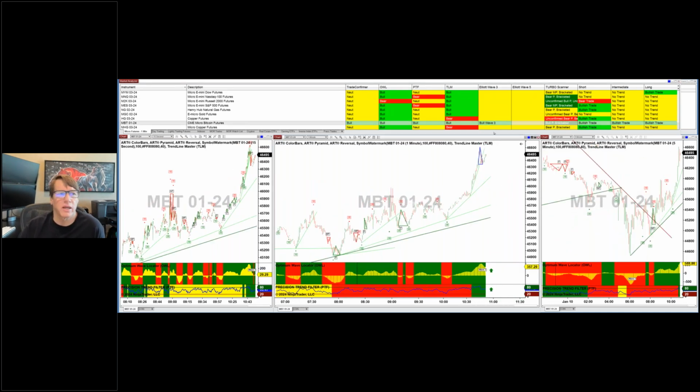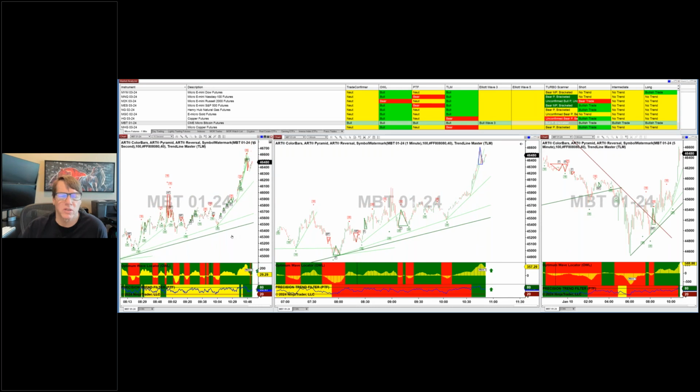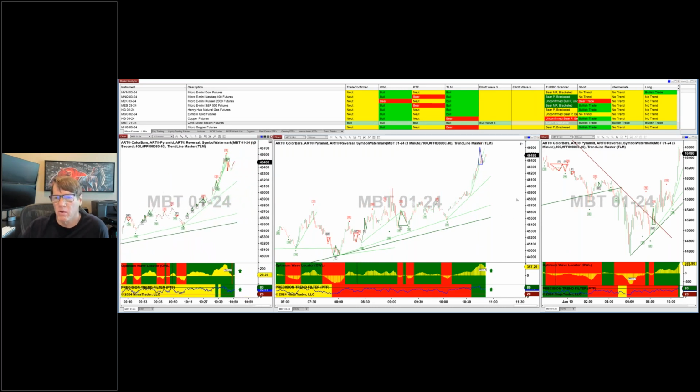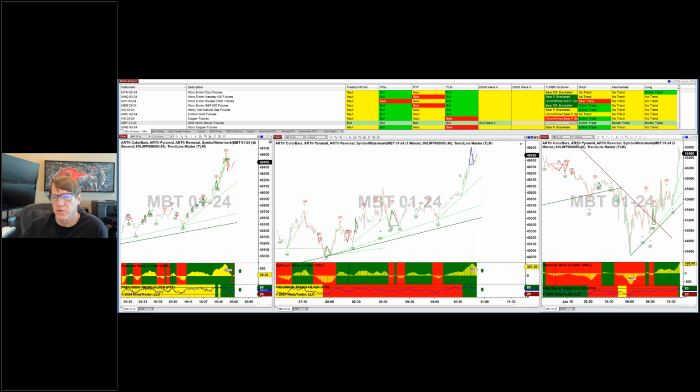Now here's an MBT, which is the Bitcoin micro, a futures market, and notice it's in Elliott wave 3, and you can see that here on the scanner as well as on the owl. Now when you buy the scanner, you're not buying the owl. The owl's built into the scanner, so that's important to note. But if you want to see the owl on your chart, you have to purchase the owl charting software. But that's what it's doing, and it does a great job.